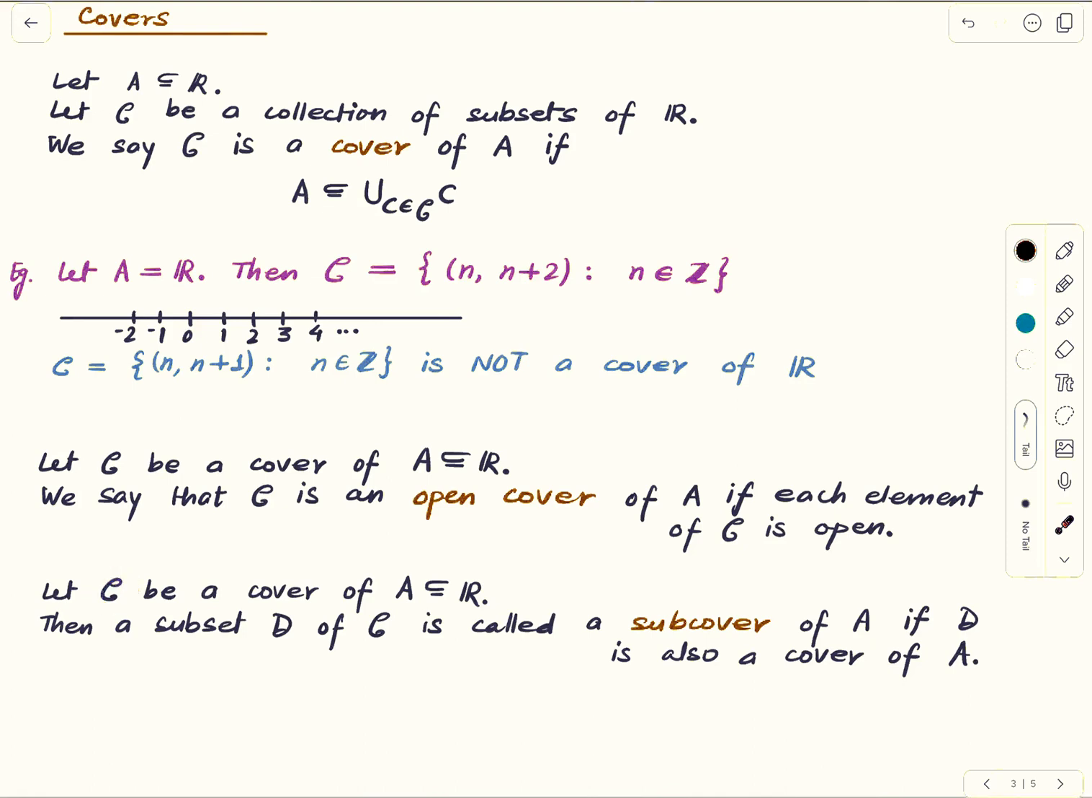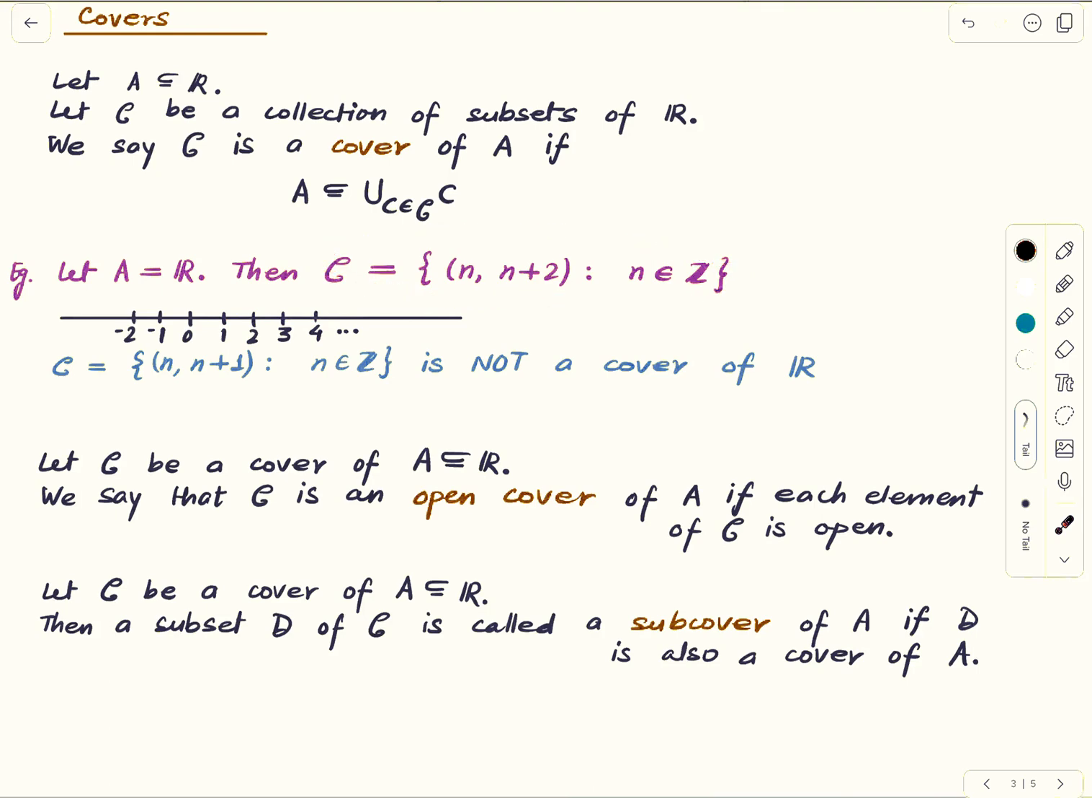Basically, a cover may have too many unnecessary things. A subcover gets rid of some of them. So here, I don't know if I will be able to construct a subcover. Let me see. I don't think you can. So this might not have a subcover, but you can easily construct examples.